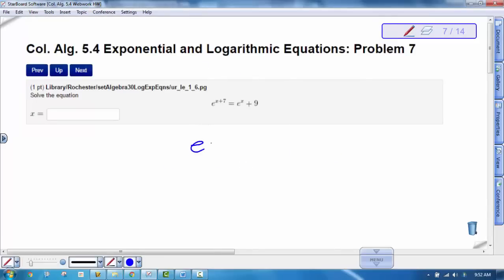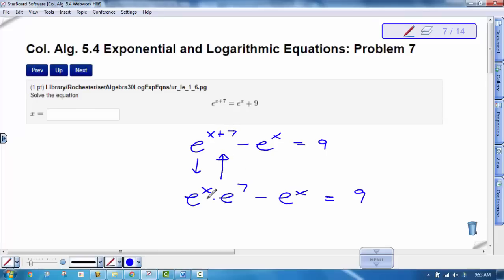Alright, this one's a tough one. I'm going to write e to the x plus 7 and I'm going to subtract e to the x from both sides. Get the e's together. Now what I'm going to do is remake this thing. This might be hard for you to see, but if you do e to the x times e to the 7th, that's the same thing. I'm sorry, it equals 9. And the reason why is because when you multiply like bases, you add the exponents. So it's easier to see going this way.